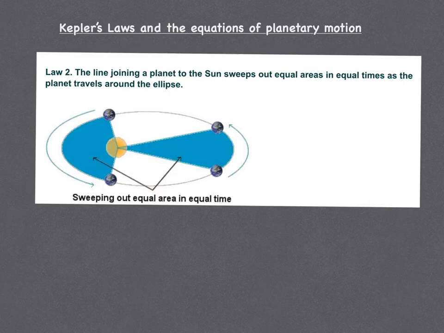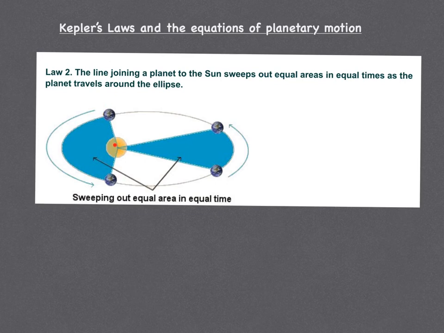Kepler's second law says that the line drawn from one planet to the sun sweeps out equal areas in equal times. Basically saying that the object will travel faster when closer. So the object will travel that distance. So you can see that the distance is greater. If it's in the same amount of time, the speed will be greater.